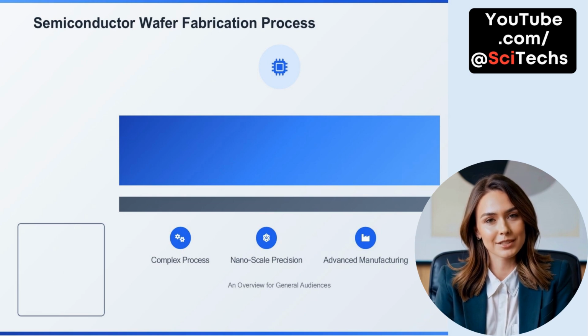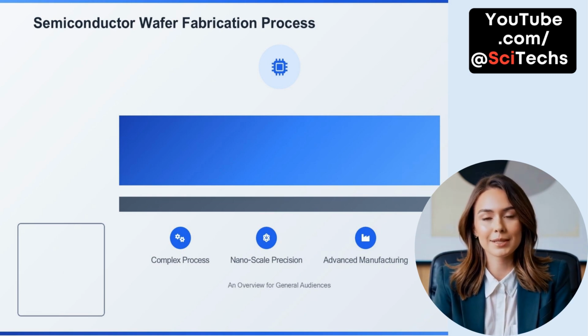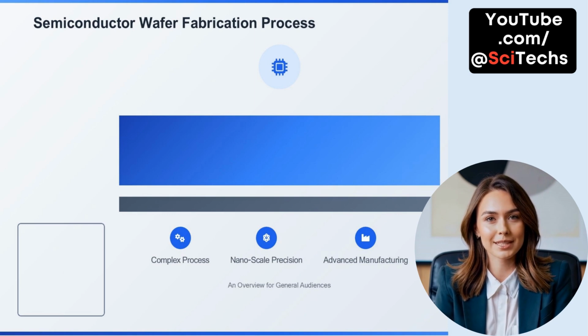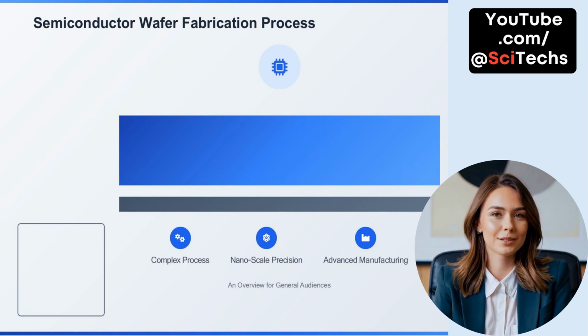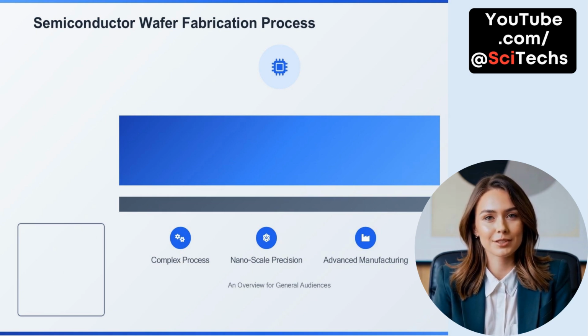Achieving nanoscale precision is essential, as features on a chip can be thousands of times smaller than a human hair. At these scales, even microscopic contamination or slight variation in temperature can affect device performance. Advanced manufacturing techniques, such as photolithography, chemical vapor deposition, and atomic layer etching, are required to build these intricate structures layer by layer. This presentation offers a clear and accessible overview of the process for general audiences, highlighting its challenges, sophistication, and importance in powering the technologies we rely on daily.